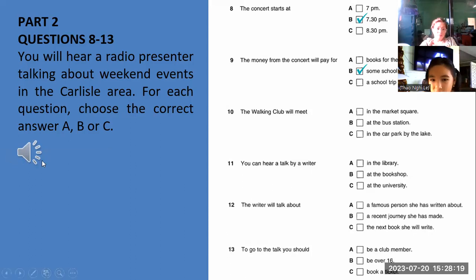Can you start again? Start again. Part 2. Questions 8 to 13. You will hear a radio presenter talking about weekend events in the Carlisle area. For each question, put a tick in the correct box. You now have 45 seconds to look at the questions for part 2.